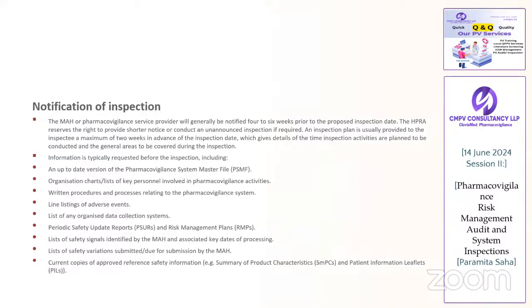Auditor inspection, auditor notification. I told you that happens with mutual agreement. But for notification of inspection, the MAH or PV service provider, that is the company that needs to be audited, will generally be notified 4 to 6 weeks prior to the proposed inspection date. The HPRA, that is the authority, reserves the right to provide shorter notice. I told you shorter notice or without notice. That is very short notice.